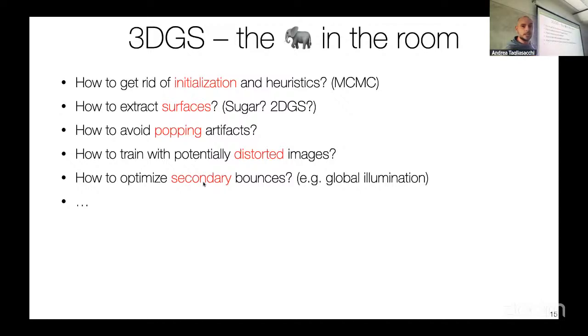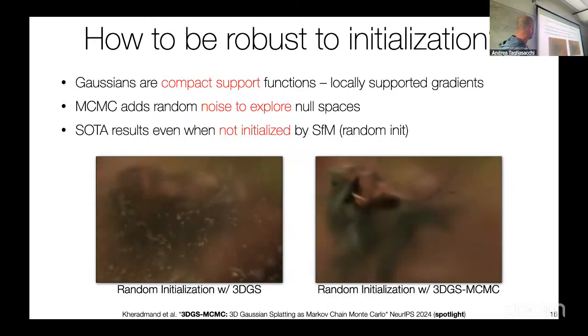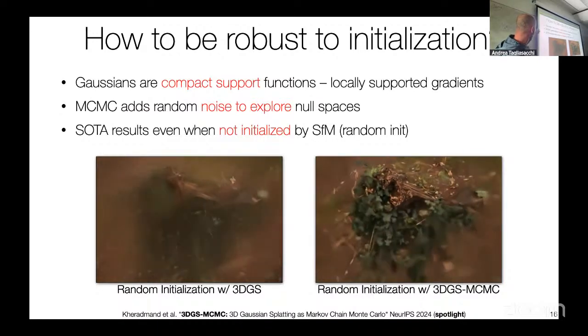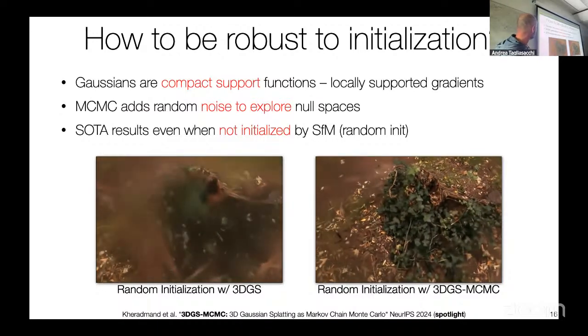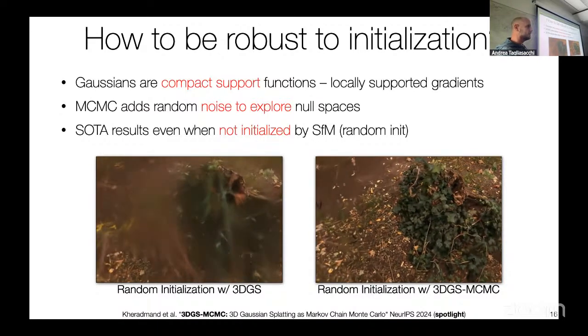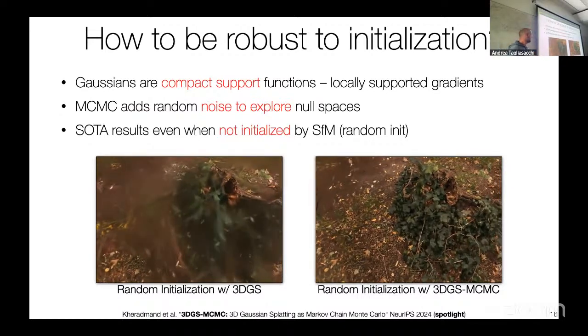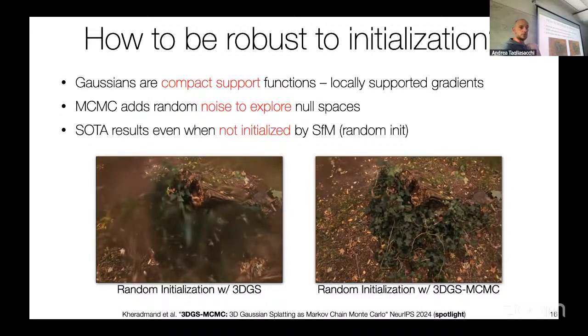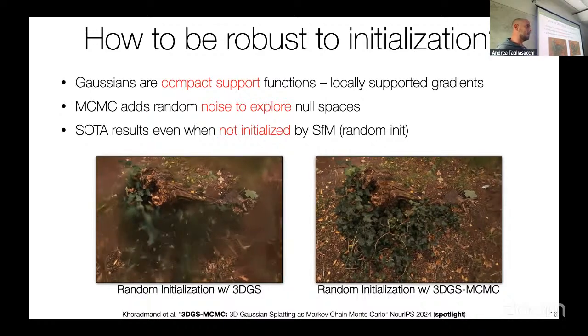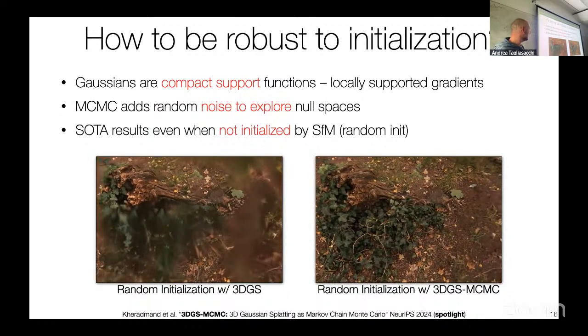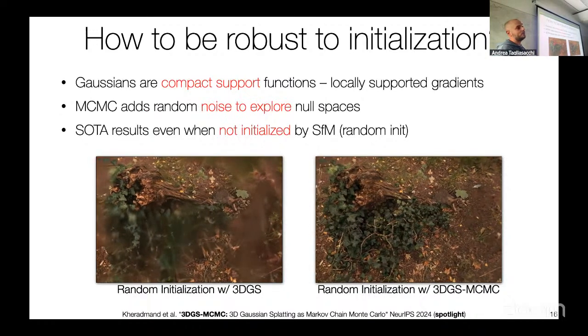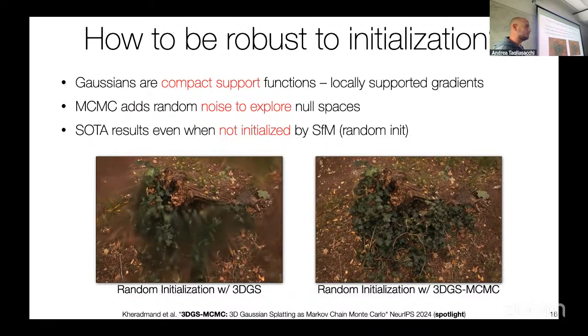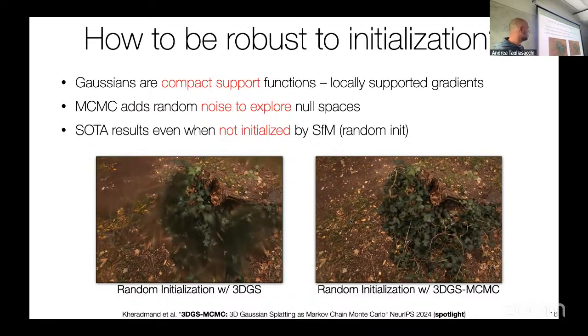So for example, in the first one of this work, which is what we've done in the 3DGS MCMC, where MCMC stands for Markov Chain Monte Carlo, we showed that we can actually introduce noise within the optimizer in such a way that we can use a very weak initialization of the system and still converge to a high quality result.